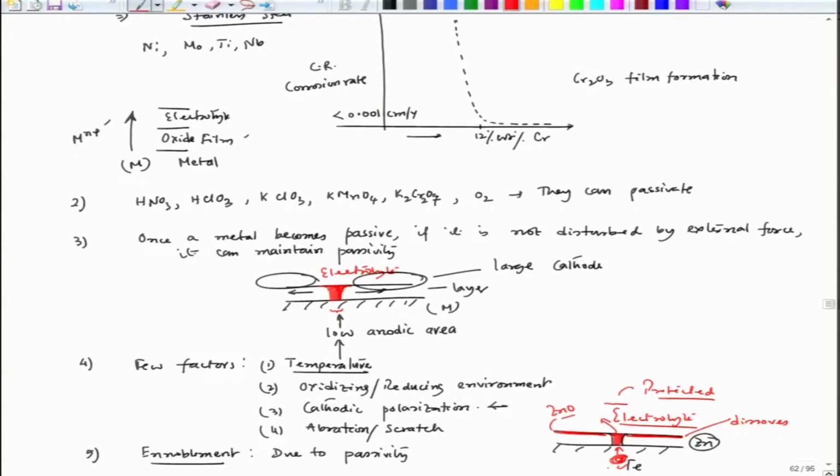So, these are some of the criteria or statements which are very true when we discuss passivity. We will keep discussing more about passivity. So, let me stop here. We will continue our discussion on passivity in subsequent lectures.